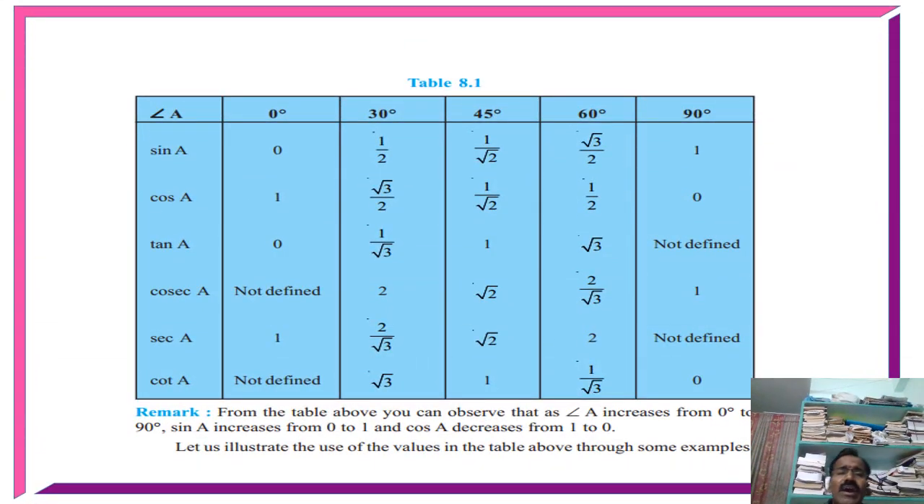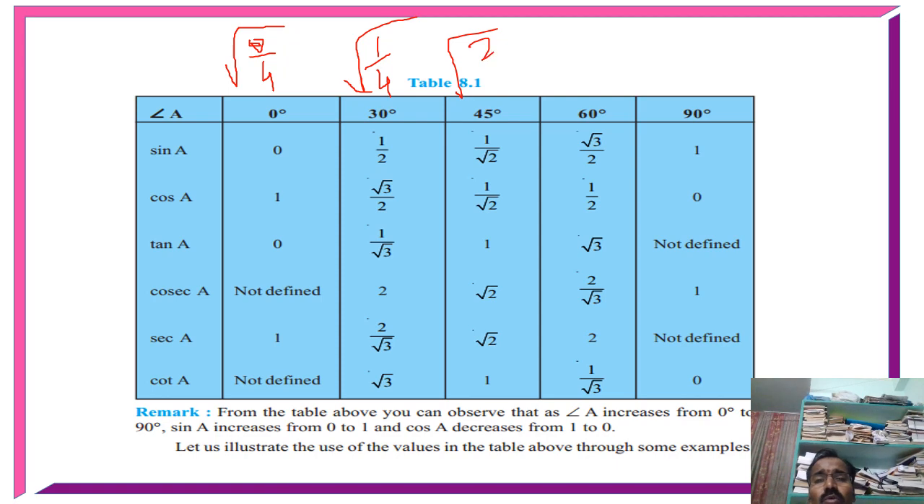In this slide, we will find the values. For the sine ratio, I already gave one shortcut technique. Use this shortcut technique, you can understand easily. We will remember root 0 by 4, root 1 by 4, root 2 by 4, root 3 by 4, root 4 by 4. If you remember this technique, you can write the sine ratio.